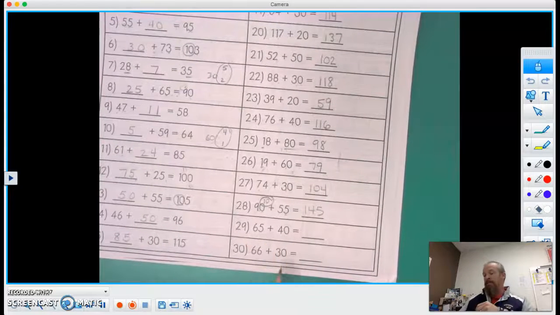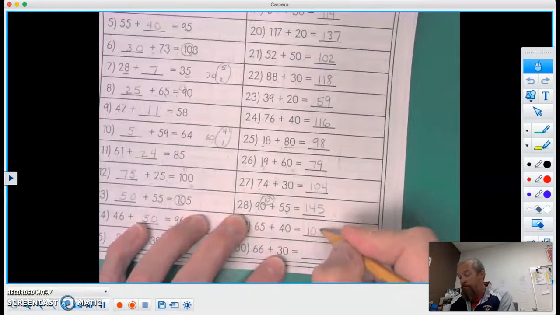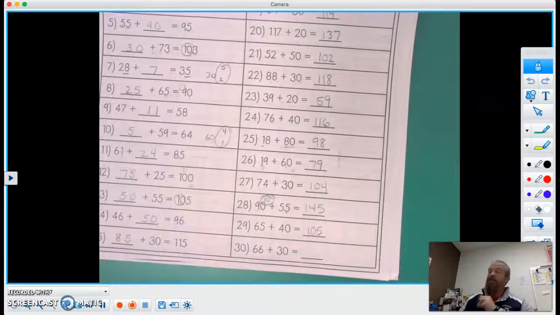65 plus 40, well, 65, 75, 85, 95, 105. And 66 plus 30, 76, 86, and 96.